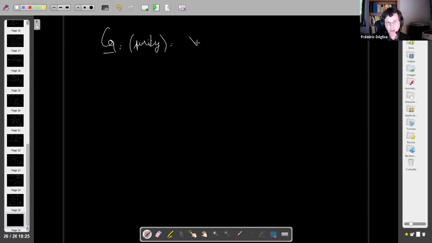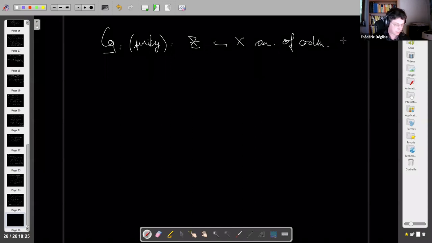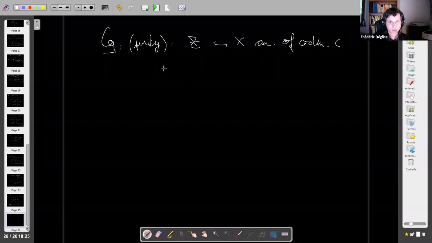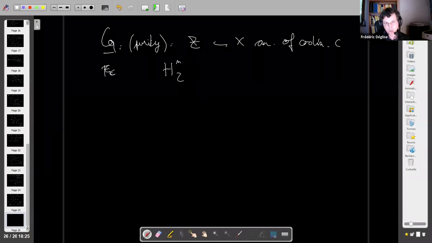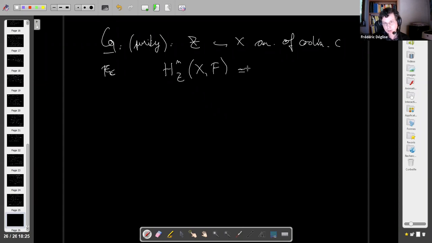So now you take C inside X smooth, of codimension c, then F as above, then the Nisnevich cohomology with support is isomorphic to the cohomology of C in degree n minus c, with coefficients in F minus c.